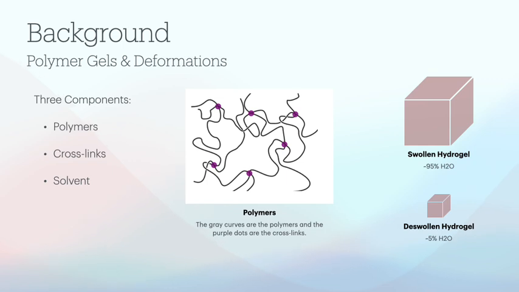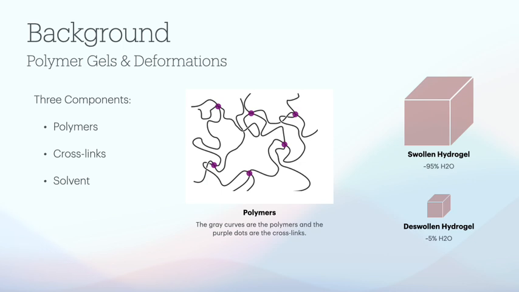Let me begin by first describing some necessary background. The first thing to know is that this project has to do with a special material called a polymer gel. There are three components involved in a polymer gel: polymers, crosslinks, and solvent. Polymer strands are made up of chemically bonded monomers, and crosslinks are essentially bonds between the strands, as you can see in the image showing some cross-linked polymers in the middle of the screen.